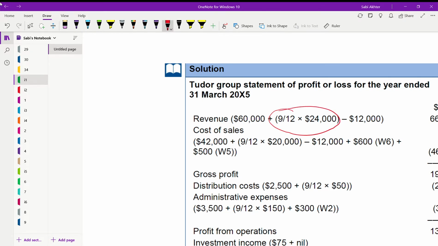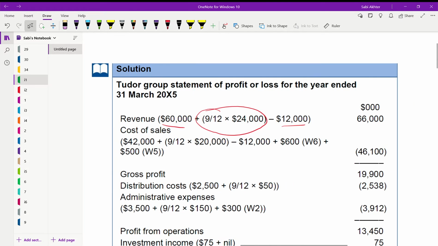The parent's one you can take as it is, in full, and minus 12,000. What is this 12,000? Intergroup sales. They have sold it for 12 million, right? That 12 million you have to deduct for the subsidiary. Cost of sale is also like that. You take the parent and you take 9 months, minus 12,000. This 12,000 you have to deduct from here as well, and plus 600.